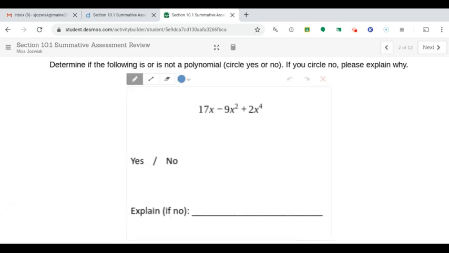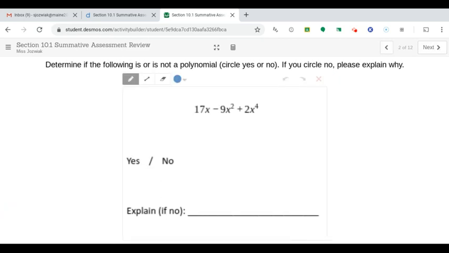All right, moving on to the next one. Now we've got 17x minus 9x squared plus 2x to the fourth. If we look at this one, there are no negative exponents, which is a good thing. There are no variables on the bottom. There are no square roots. There are no exponents that are fractions. Those are all of the rules that we have to remember. There's a fifth one, but I can't think of it off the top of my head. But regardless, this one is all good. This one is a polynomial.